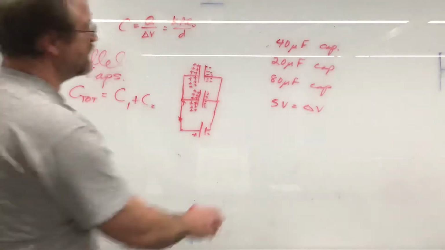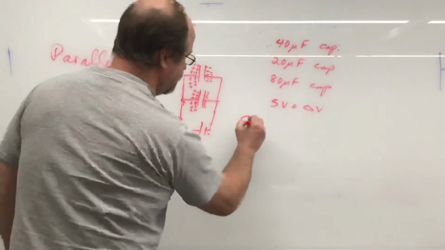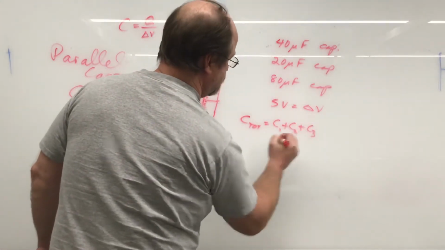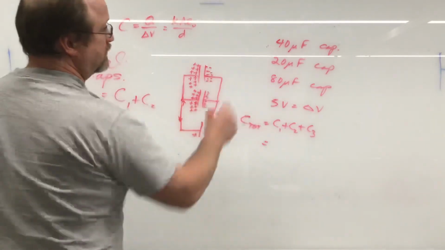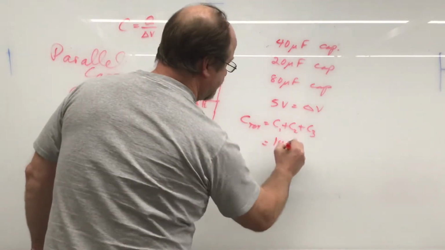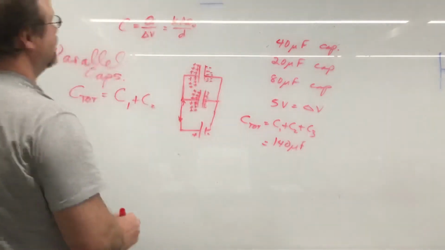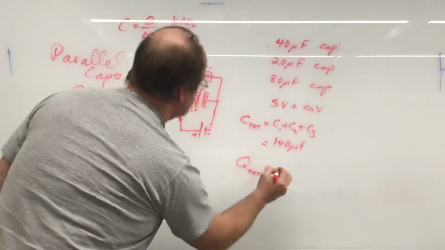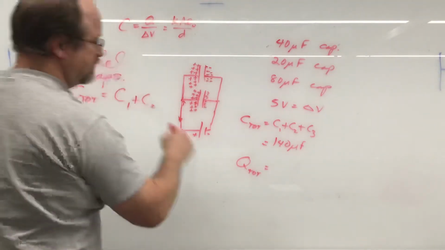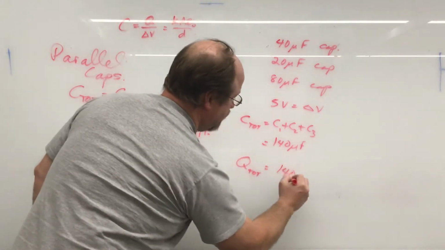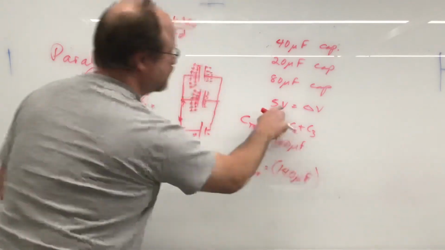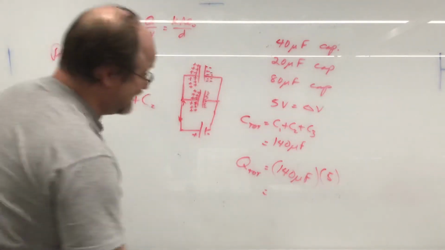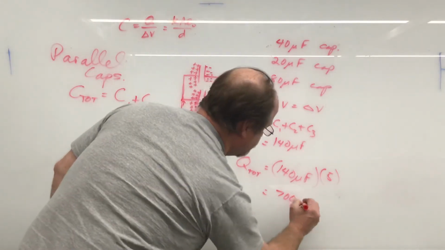Well, I look at this and I say the total capacitance is going to be the sum of all of these: 40 plus 20 plus 80, that looks like 140 microfarads. And the total charge that I can store is going to be delta V times C. So 140 microfarads multiplied times 5 volts, and that is 700 microcoulombs.